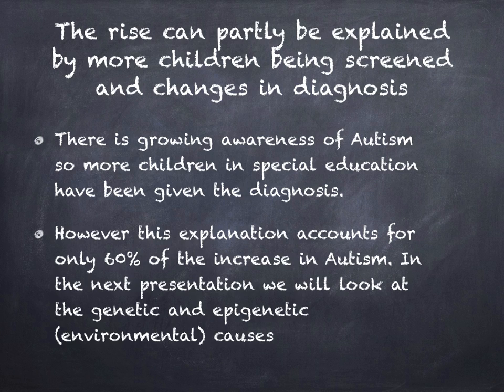You can see that the rise can be partly explained by more children being screened and changes in the diagnosis. There is growing awareness of autism, so more children in special education have been given the diagnosis. However, this explanation only accounts for 60% of the increase in autism. In the next presentation, we're going to look at the genetic and epigenetic or environmental causes. This might explain the other 40% increase in autism.